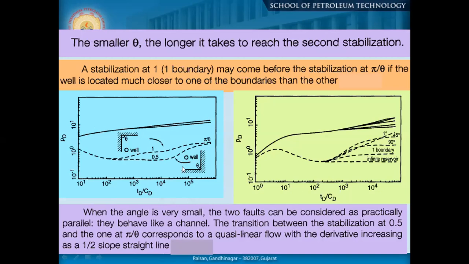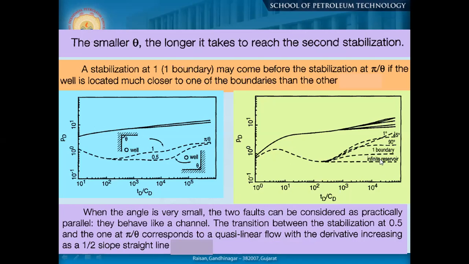So this is what is happening here. The theta value is not 90 degrees, mind you. It is just a diagrammatic representation, so the theta value may change. When the angle is very small, the two faults can be considered as practically parallel, and they behave like a channel. So, as we discussed for a channel, there is a transition between the stabilization at 0.5 and the one corresponding to a quasi-linear flow, with the derivative increasing as a half-slope straight line.